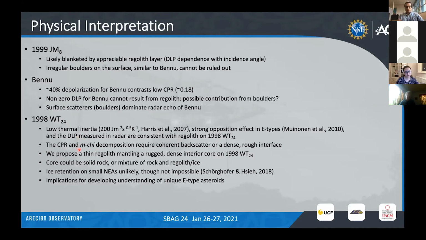So to reconcile these two characteristics, we propose that this object has a thin regolith mantling a rugged, dense interior core. That core could be solid rock or a mixture of rock and regolith or ice, where the coherent backscatter opposition effect could be contributing to that really high CPR that we measure. Although ice retention on small near-Earth asteroids seems unlikely, recent thermal modeling has shown that it's not impossible in all cases. So doing this kind of radar polarimetry for E-type asteroids could be an interesting way to try and understand more of their physical properties.